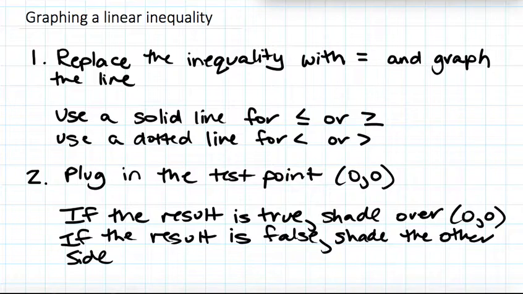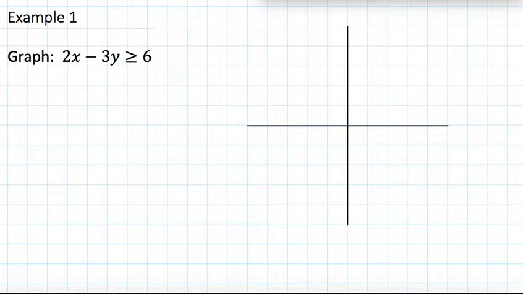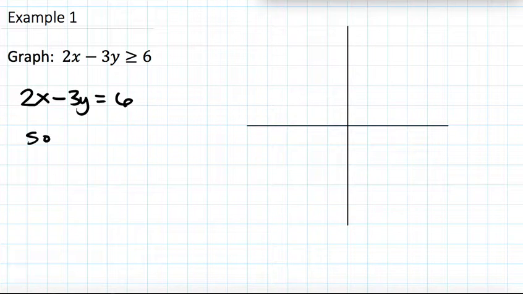We're going to start by looking at example 1. It says to graph 2x minus 3y greater than or equal to 6. So we're going to start by graphing the line, which is 2x minus 3y equals 6. And it's going to be a solid line because it's a greater than or equal to symbol. So the line is included.